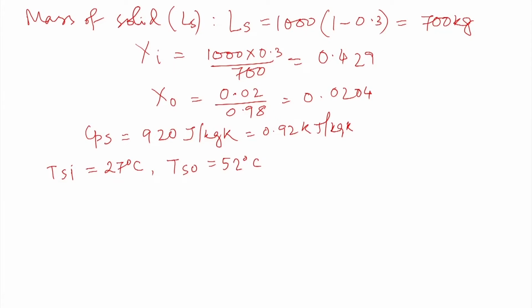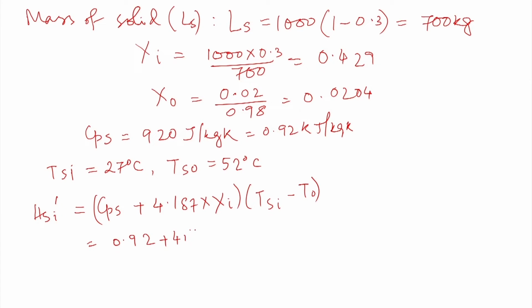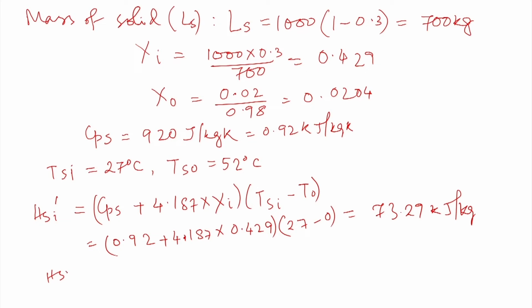We will be calculating now the enthalpy of the solid. We will be calculating this Hs, the enthalpy of the solid that is entering, which is Cps plus 4.187 into xi, into Ts minus T0. So it is coming out as 0.92 plus 4.187 into 0.429, into Ts at 27 degrees Celsius minus 0 degrees Celsius. So it is coming out as 73.29 kilojoule per kg.